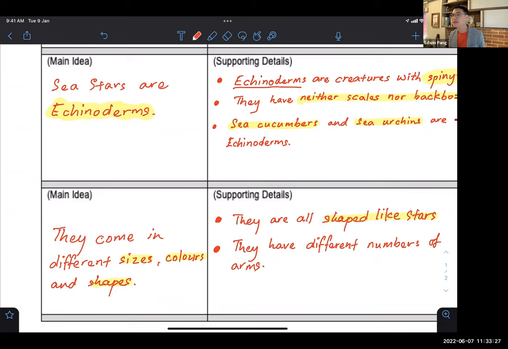Please look for me to see if you can find a human being with 18 arms and 24 legs. I don't think you can find that. Okay, human beings don't come in those shapes and sizes. We only differ in size and color, but we don't differ in number of arms. Okay, so you can't compare all animals that way. But in this case, the sea stars do come in different arms.